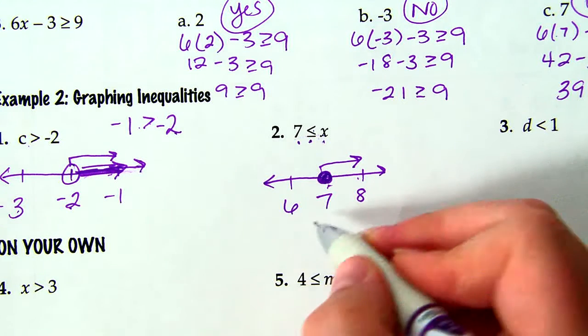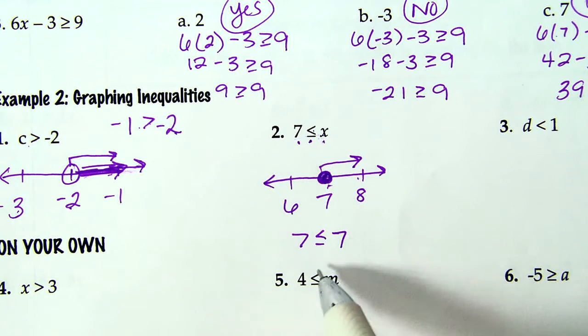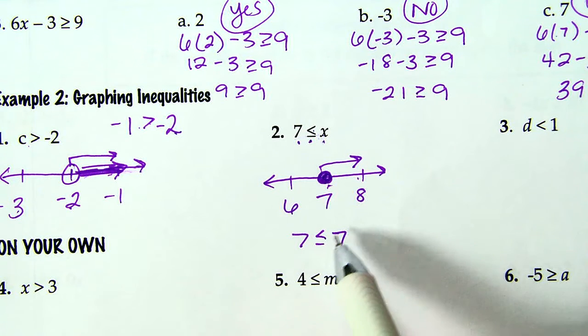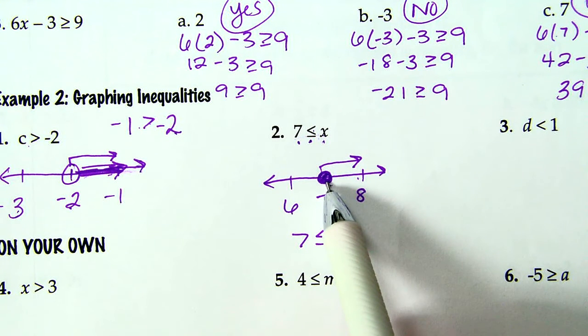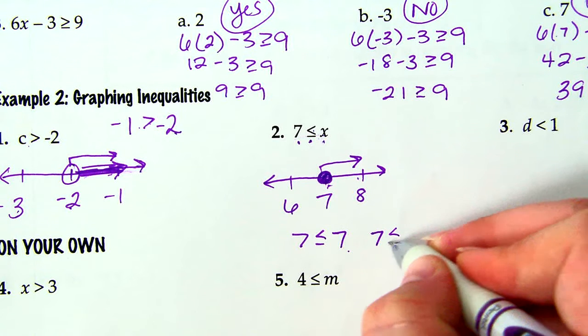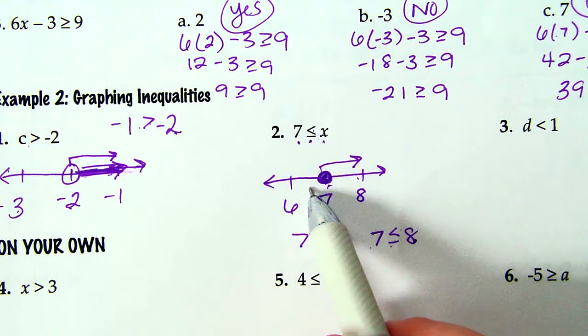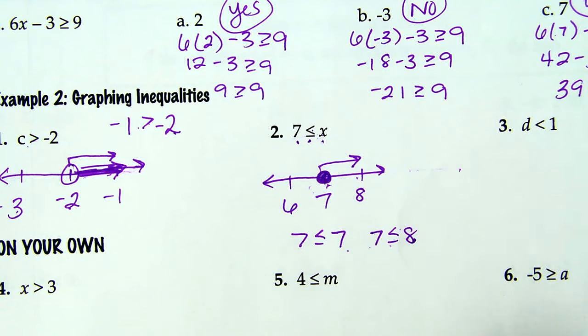So again, if you plug it in, you can double check it. Is that statement true? 7 is less than or equal to 7? Yes. That's why that has a dot on it, because it is a solution. 8 should also work because that's where the arrow is facing. So is 7 less than or equal to 8? Yes. Everything else this direction would be a solution. That's what our graph is showing.